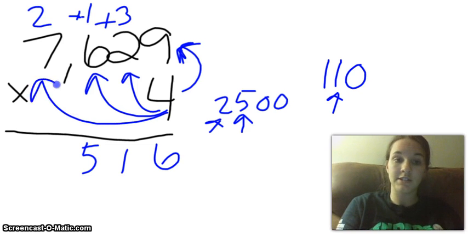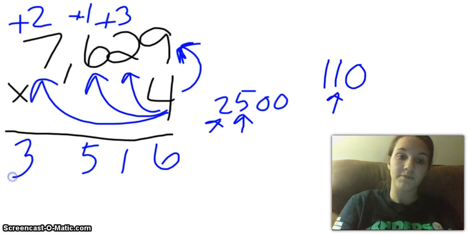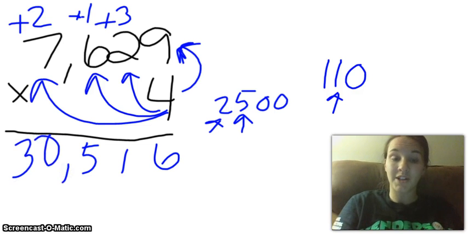Multiply the thousands. 4 times 7,000s would give me 28,000s, plus my 2 that I regrouped would give me 30,000s. 30,516 would be our product.